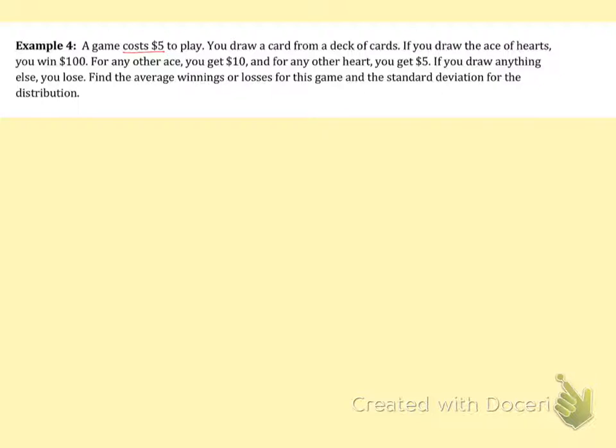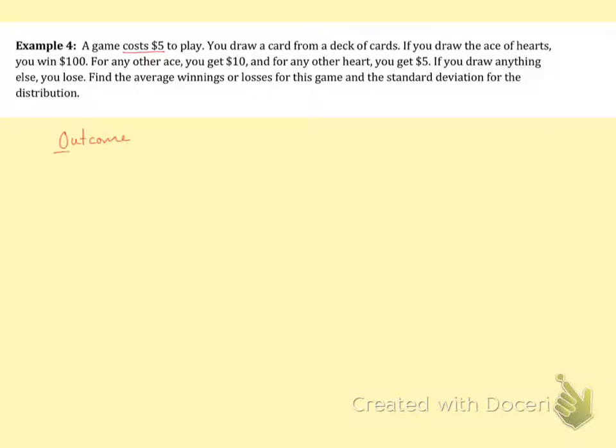We're dealing with a deck of cards. There are 52 cards in a deck, and a deck of cards has 4 suits: aces, diamonds, spades, and clubs. And for each suit, there are 13 cards: the ace, 2, 3, 4, 5, 6, 7, 8, 9, 10, and then jack, queen, king. So what we want to do with this problem is create a valid probability table. So we're going to start with the outcome.